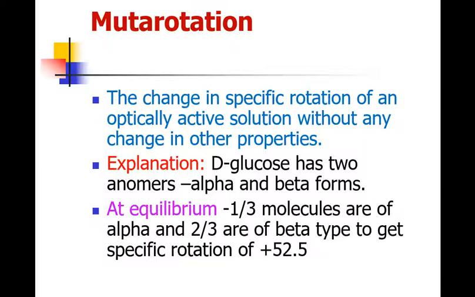Mutarotation means the change in specific rotation of an optically active solution without any change in the other properties. Read carefully. The mutarotation means the change in specific rotation of an optically active solution without any change in other properties.